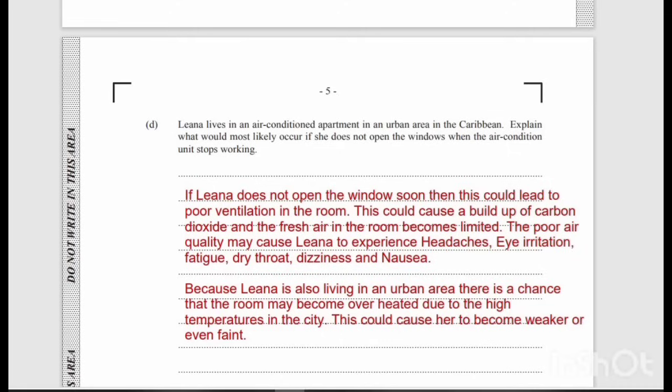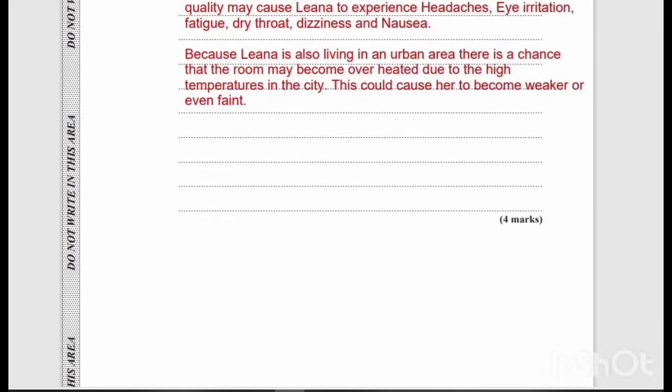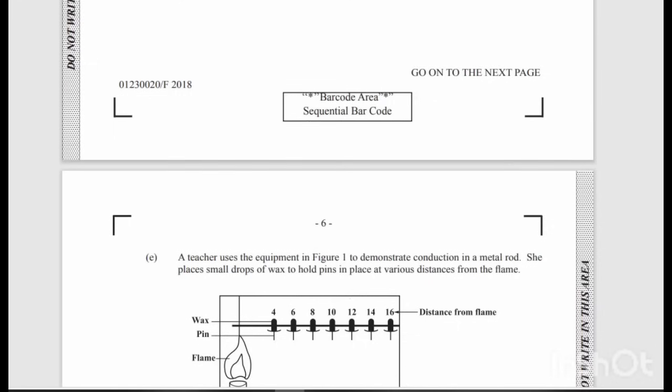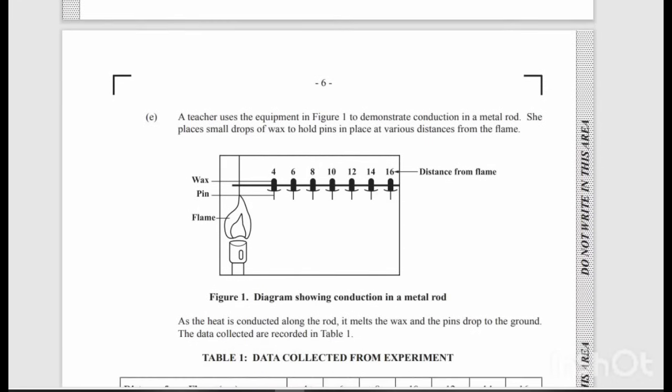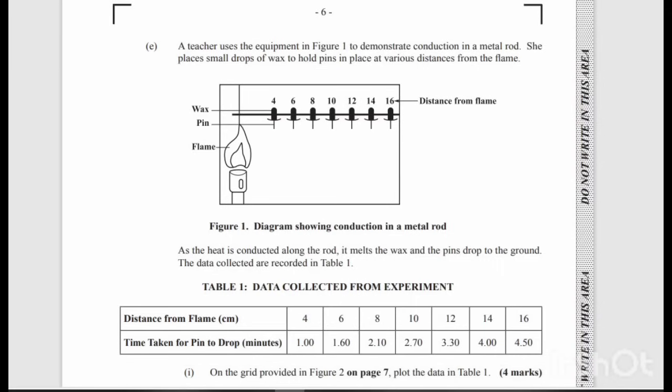Because Liana is also living in an urban area, there is a chance that the room may become overheated due to the high temperatures in the city. This could cause her to become weaker or even to faint. Overexhaustion is what could happen. So guys, learning about natural ventilation in the Caribbean is extremely important, and that would have given you a total of 4 marks.